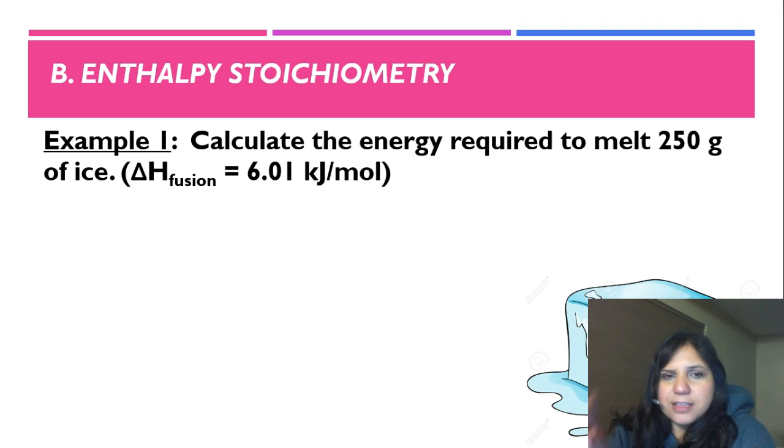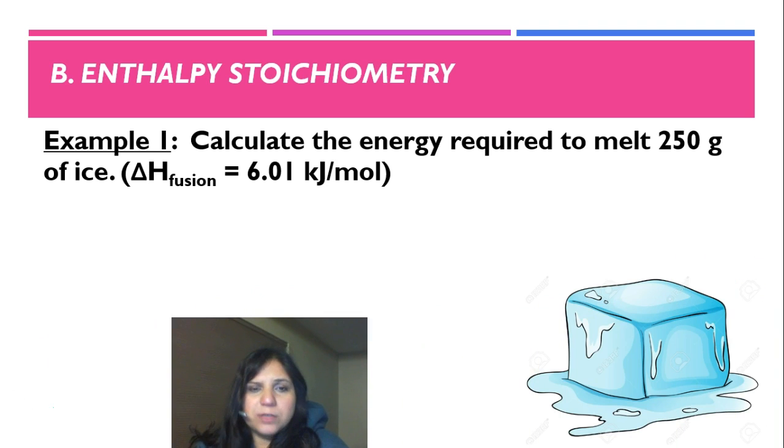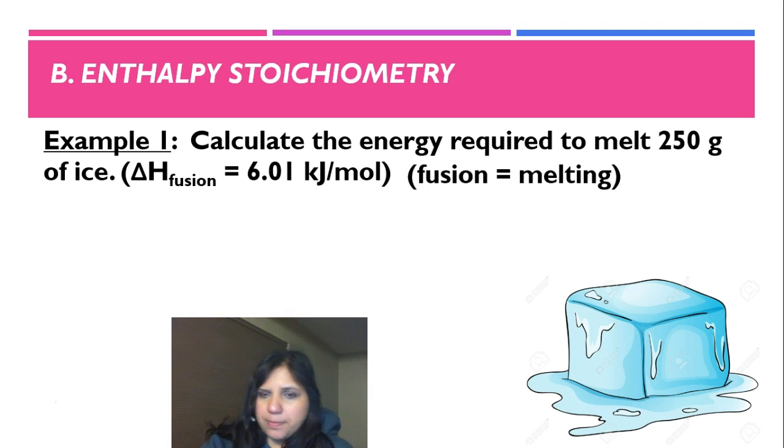It says calculate the energy required to melt 250 grams of ice. And then what's given to us is the delta H of fusion. If you didn't know, fusion means melting. It kind of sounds weird, I know it's different than when you talk about fusion in the stars, but fusion actually means melting here. And so the delta H of fusion is 6.01 kilojoules per mole.